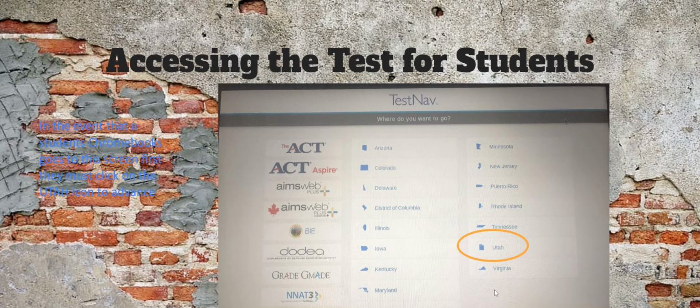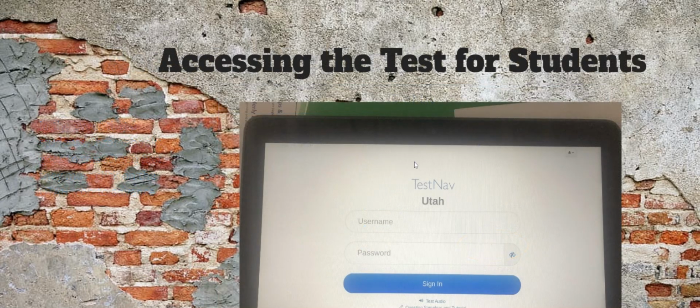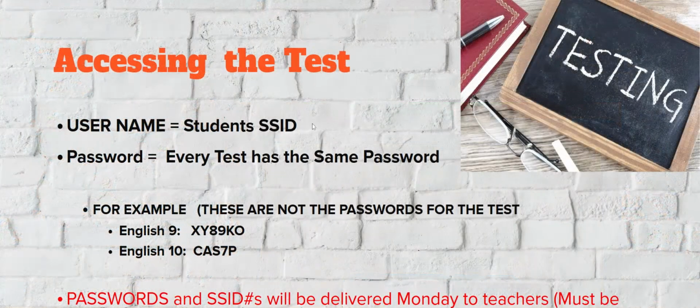So on the test nav, when they get to test nav Utah, that's where they will log in, and this will be their login. So just make sure that they hit the Utah button if it doesn't take them automatically to Utah. Here, to assess, the students will use their SSID number.